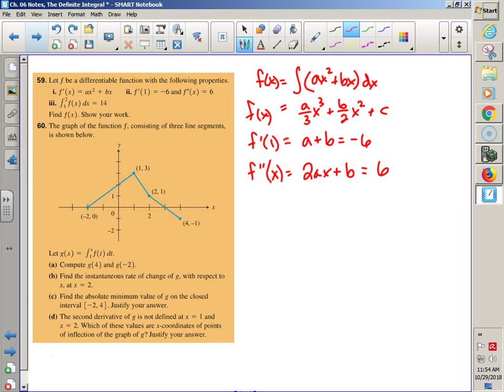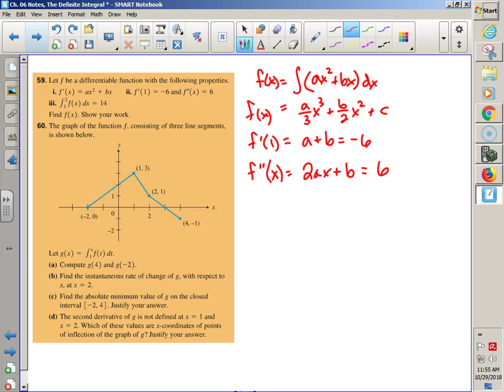What else do we know? I mean, we could substitute. The problem is we could get a in terms of b, but we still have an x, right? Well, we still have a third clue. What's our third clue? I don't know what to do with that.